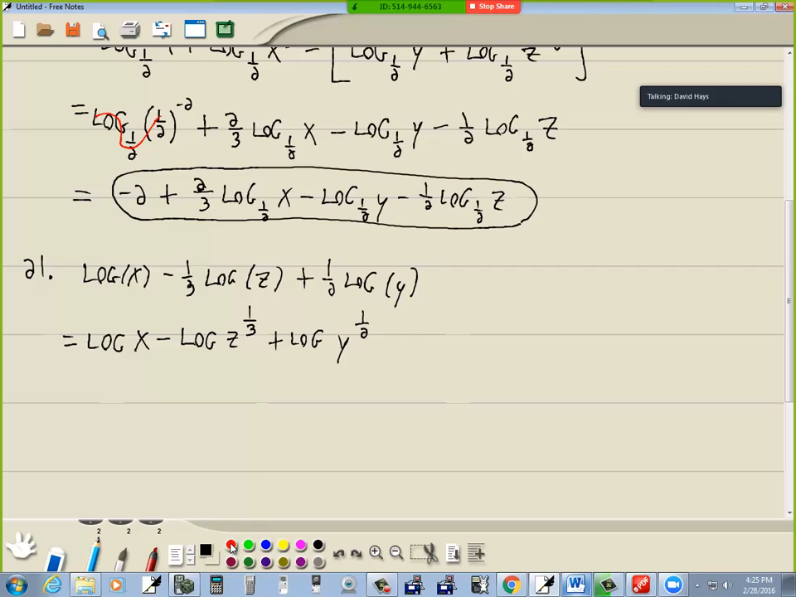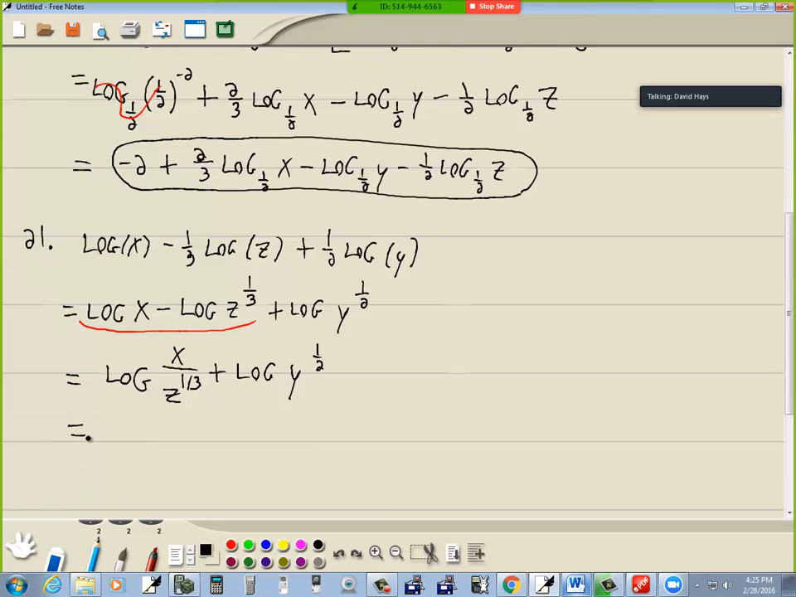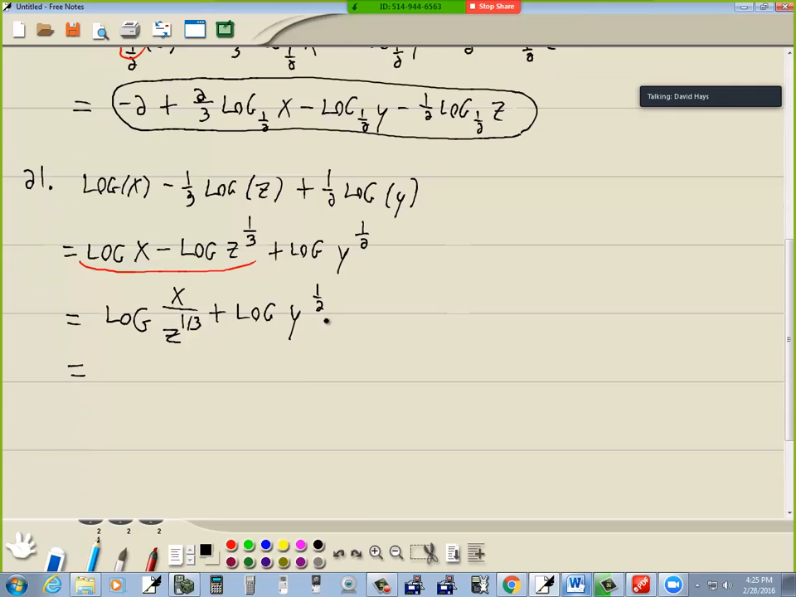Now, going the other direction, we ask what the main thing happening is. We follow order of operations, which typically tells us to do addition and subtraction from left to right. So I'll do these first. Now subtraction becomes division, so this becomes log of x over z to the 1/3. And then that other log carries down. Now we have just one thing left, log of something plus log of something, and addition becomes multiplication. So this will be log x y to the 1/2 over z to the 1/3.